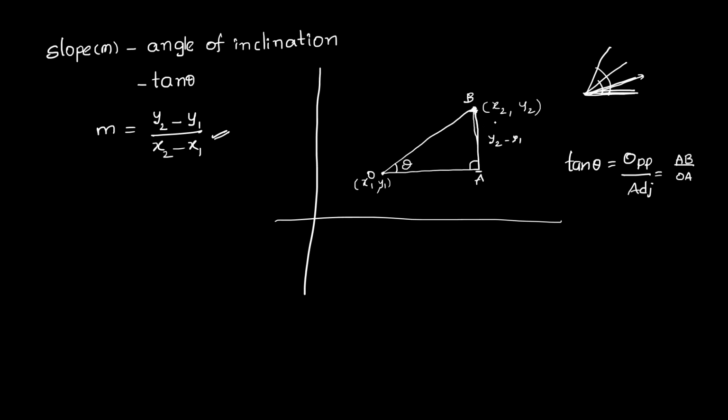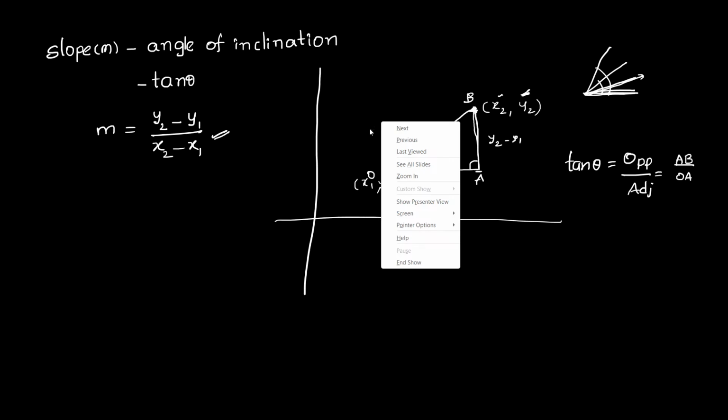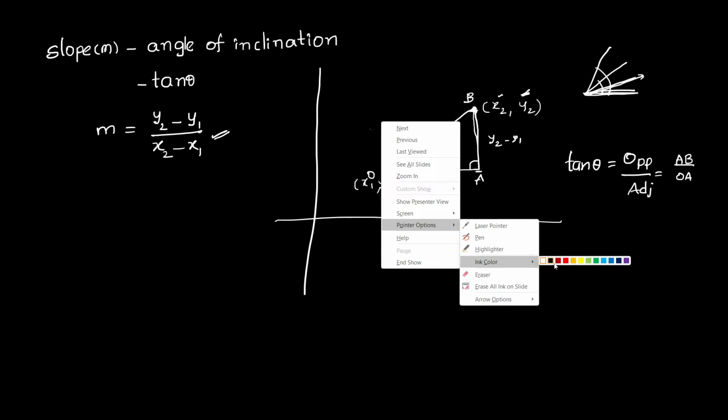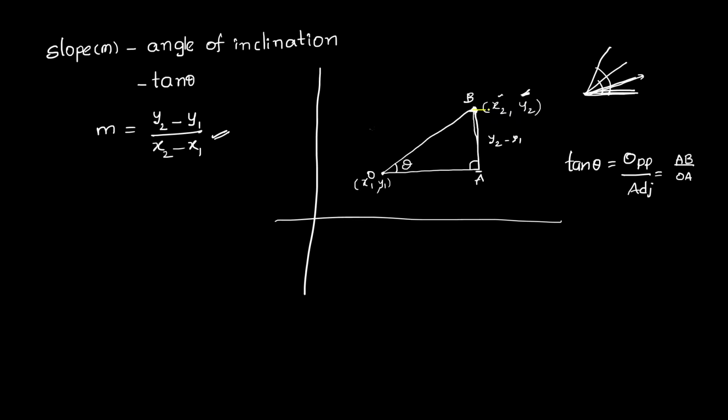How? When we write the coordinates x2 comma y2, it means that the point B is at a height of y2 from the x-axis. Let me show here. This is y2, and the x coordinate of the point B is x2. That means it is at a distance of x2 from the y axis.